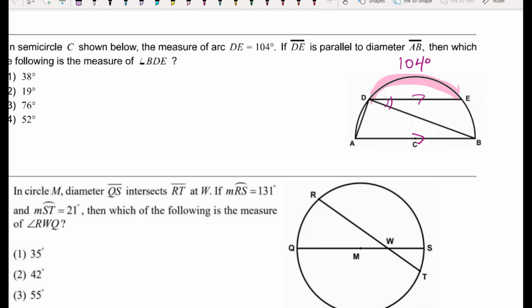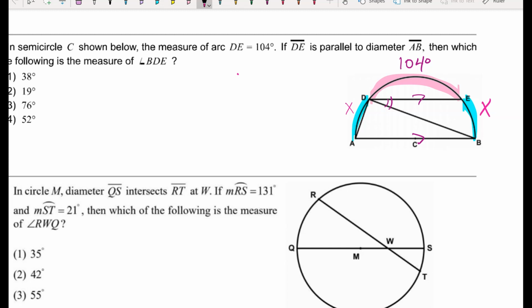But they tell me that the chords are parallel. And remember that parallel chords intercept congruent arcs. So I don't know what the measure of arc EB is, nor do I know what the measure of arc DA is, but I know that they're the same.